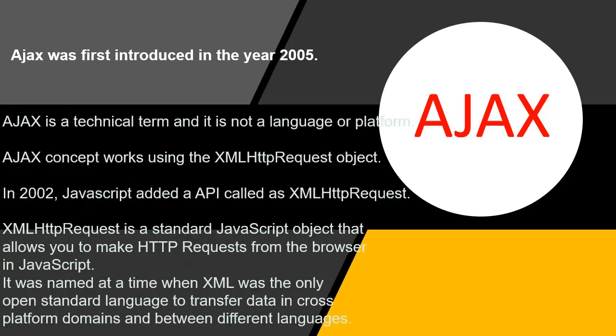AJAX is a technical term and it is not a language or platform. AJAX concept works using the XML HTTP request object. In 2002, JavaScript added an API called XML HTTP request. This XML HTTP request is a standard JavaScript object that allows you to make HTTP requests from the browser in JavaScript. It was named at a time when XML was the only open standard language to transfer data in cross-platform domains and between different languages.